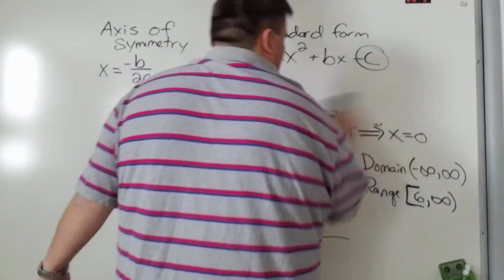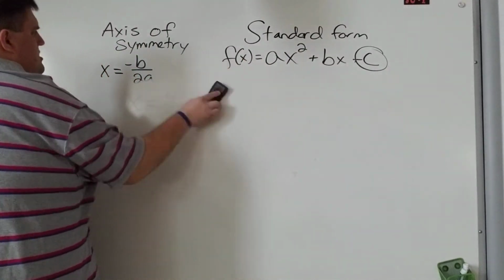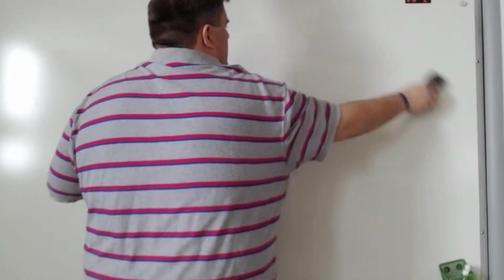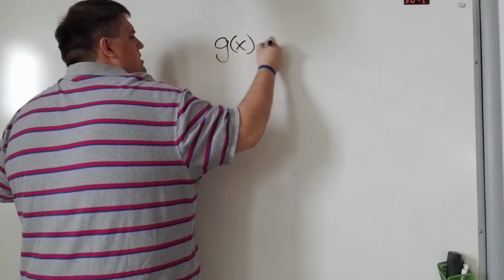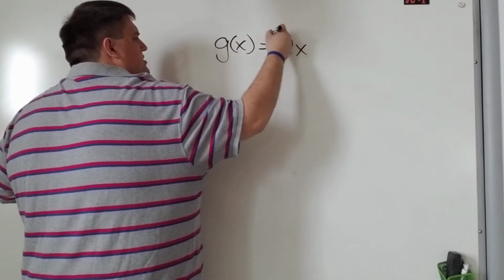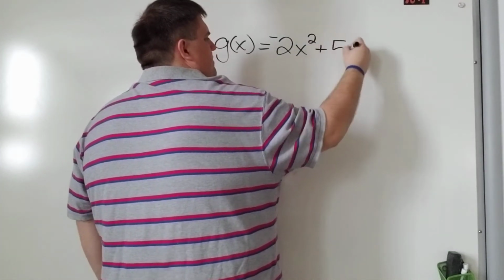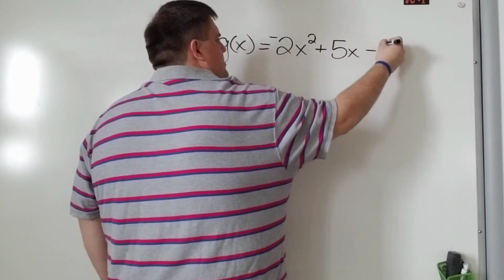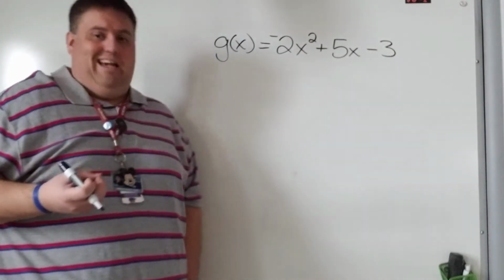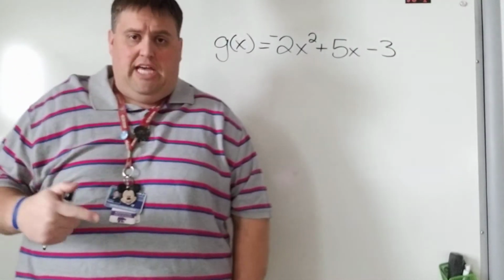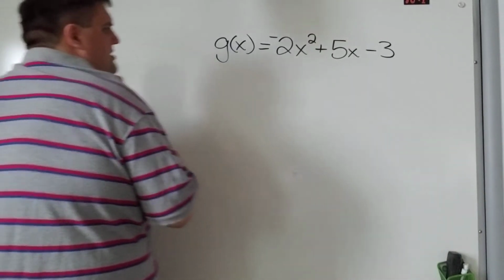Let's just run one of those back again and make sure that we're good to go. All right. So let's say I gave you g of x equals negative 2x squared plus 5x minus 3. All right, and I want to know all that stuff. What's the y-intercept? Where's the vertex? Where's the axis of symmetry? That kind of stuff, right? So let's go one at a time.